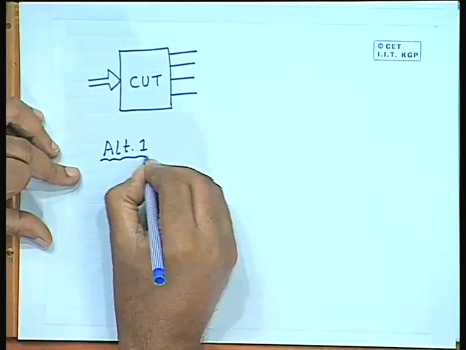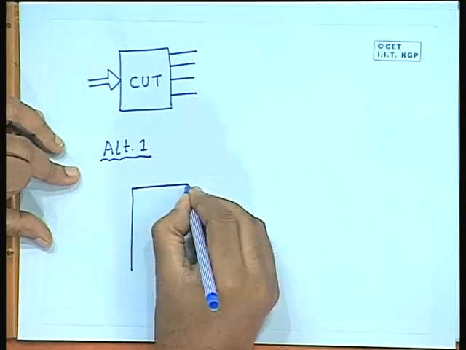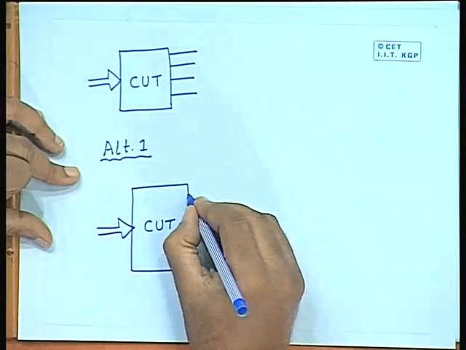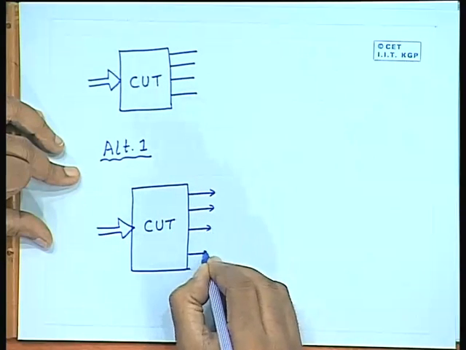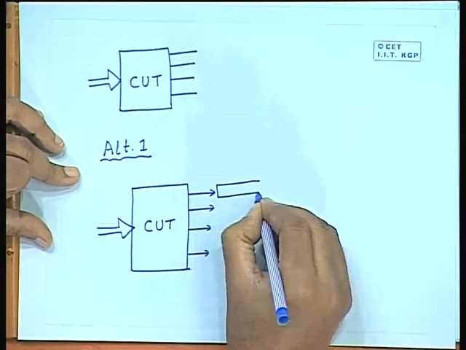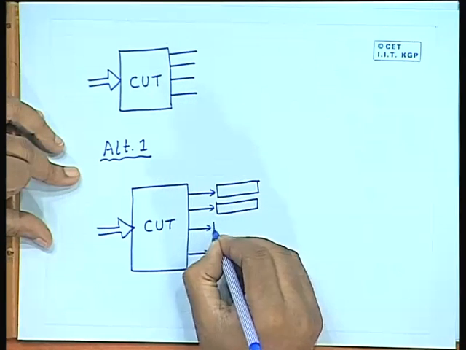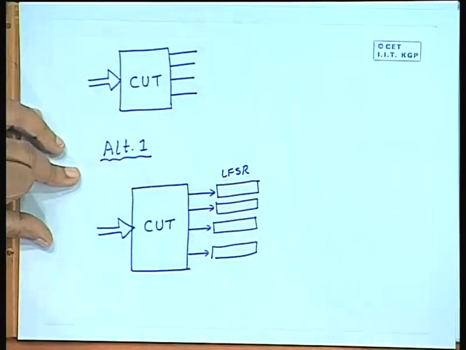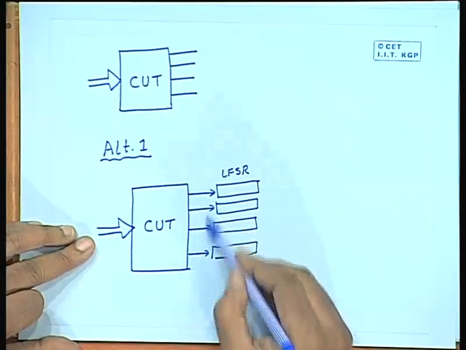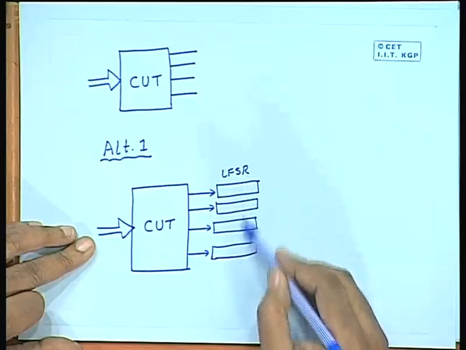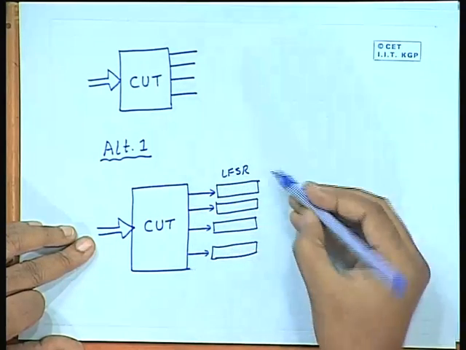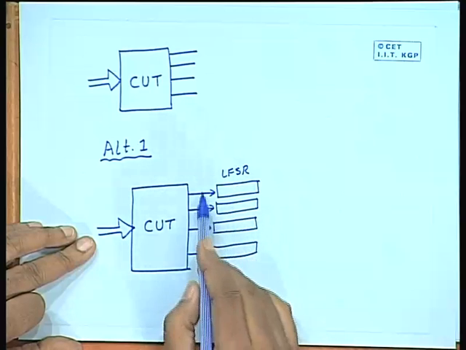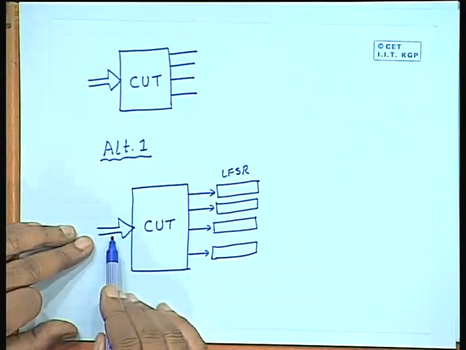Alternative 1 is something like this. You have your CUT, the circuit under test. You have the 4 outputs, and to all the 4 outputs you connect a signature compactor. These are all LFSRs. So if there are k number of outputs, you will be using k number of LFSRs for response compaction. Now here the drawback is that you are required to use so many LFSRs, but the advantage is that you can compress all of the outputs in one go. So you will have to apply the patterns only once.